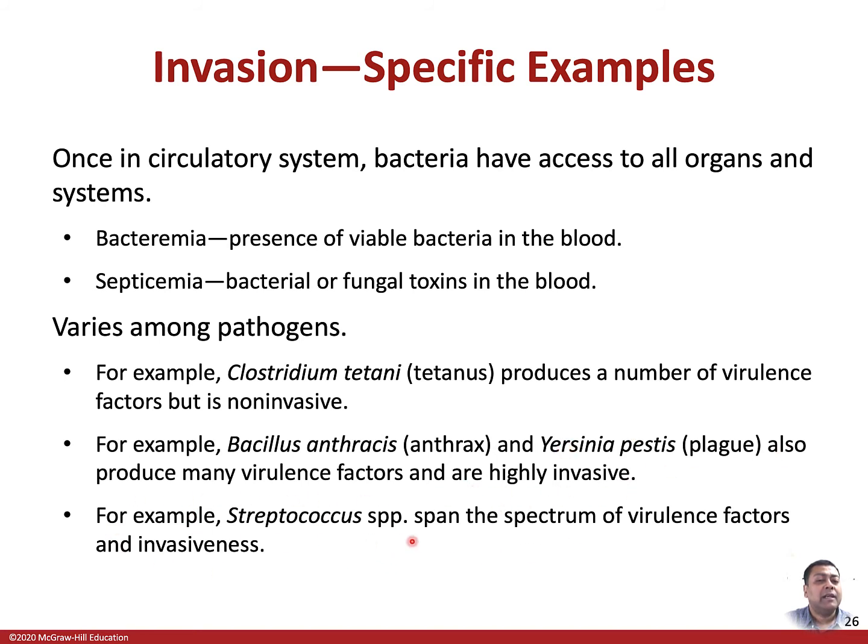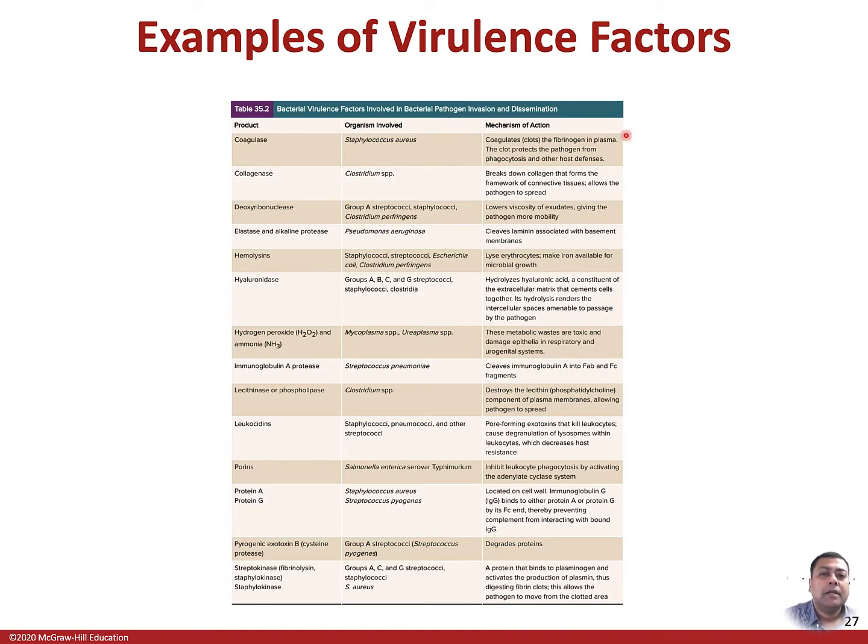On the other hand, Streptococcus species span the spectrum of virulence factors and invasiveness as well. So these are some of the examples of specific invasion of the host tissue. So here in this table, we are looking at some of the more specific virulence factors. What are these? The very first one we are going to see is coagulase, which is produced by Staphylococcus aureus, paired with streptokinase or staphylokinase. So we are going to connect these two.